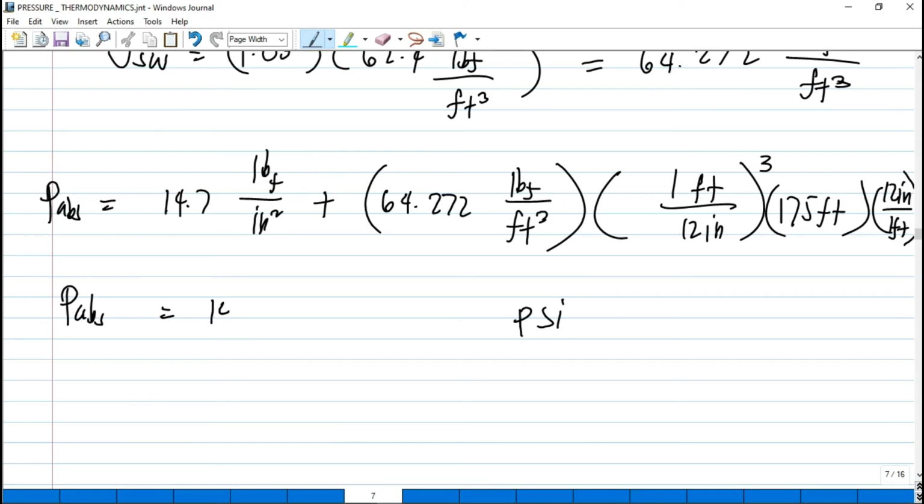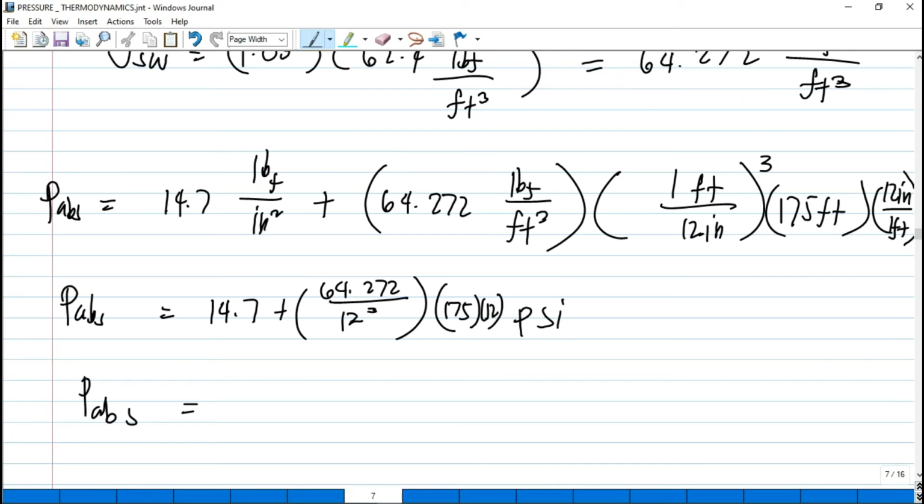So that is 14.7 plus we have this 64.272 divided by 12 cubed, naka-multiply ang 175 times 12. So that is in PSI. The pressure at that depth is 92.8 PSI. So this is the final answer for this problem.